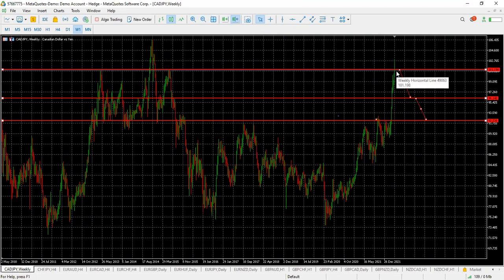So we should be expecting a drop. Those of you that know trend, you know, when a trend forms a high, there should be a low. So this is a high point. So there should be a low, either at this zone or at this zone.